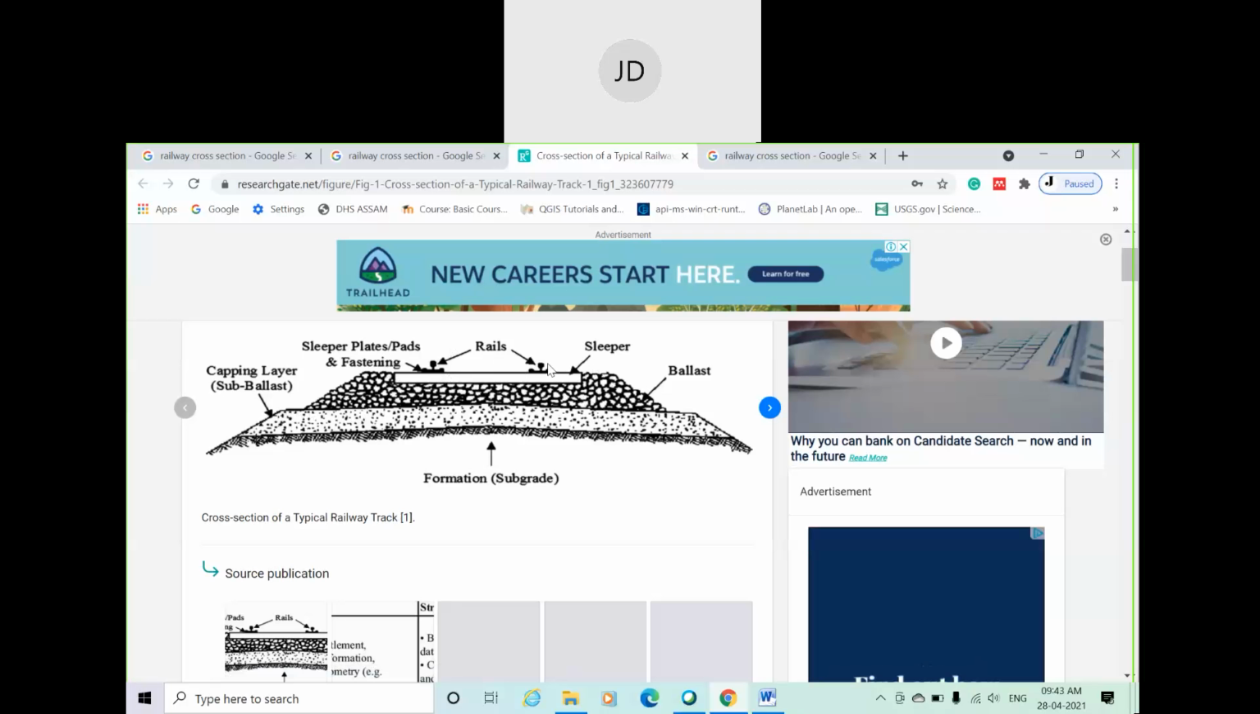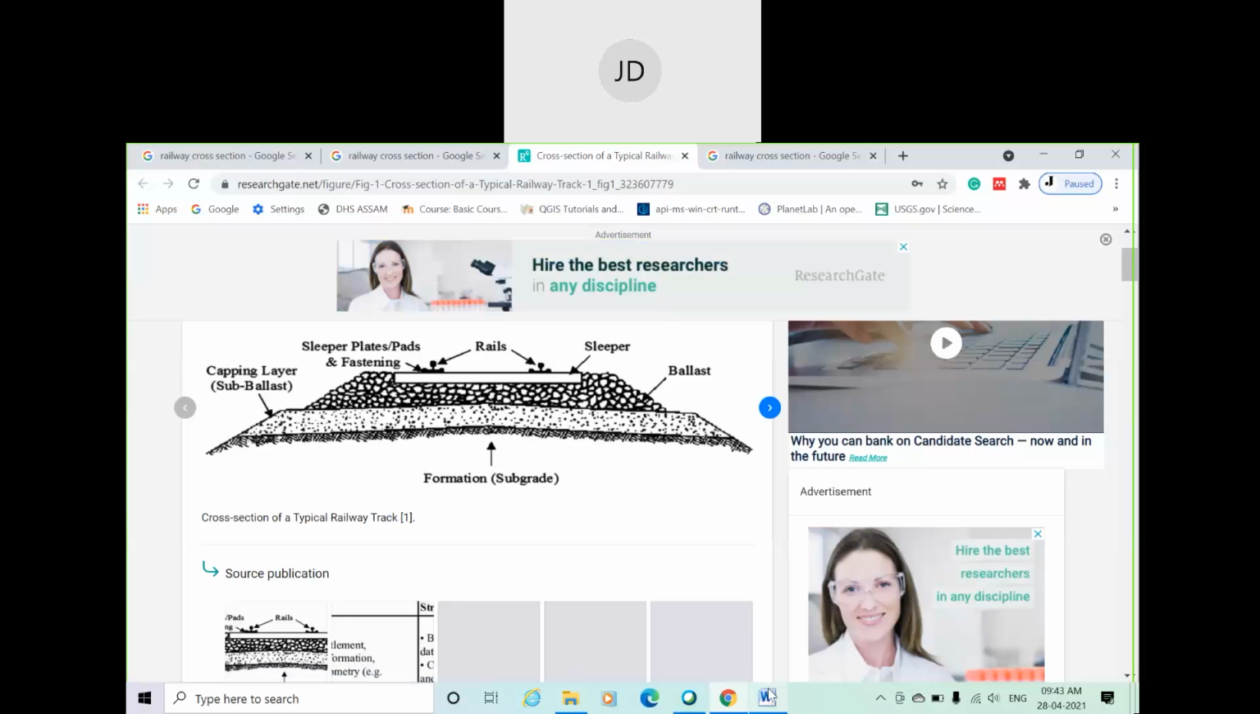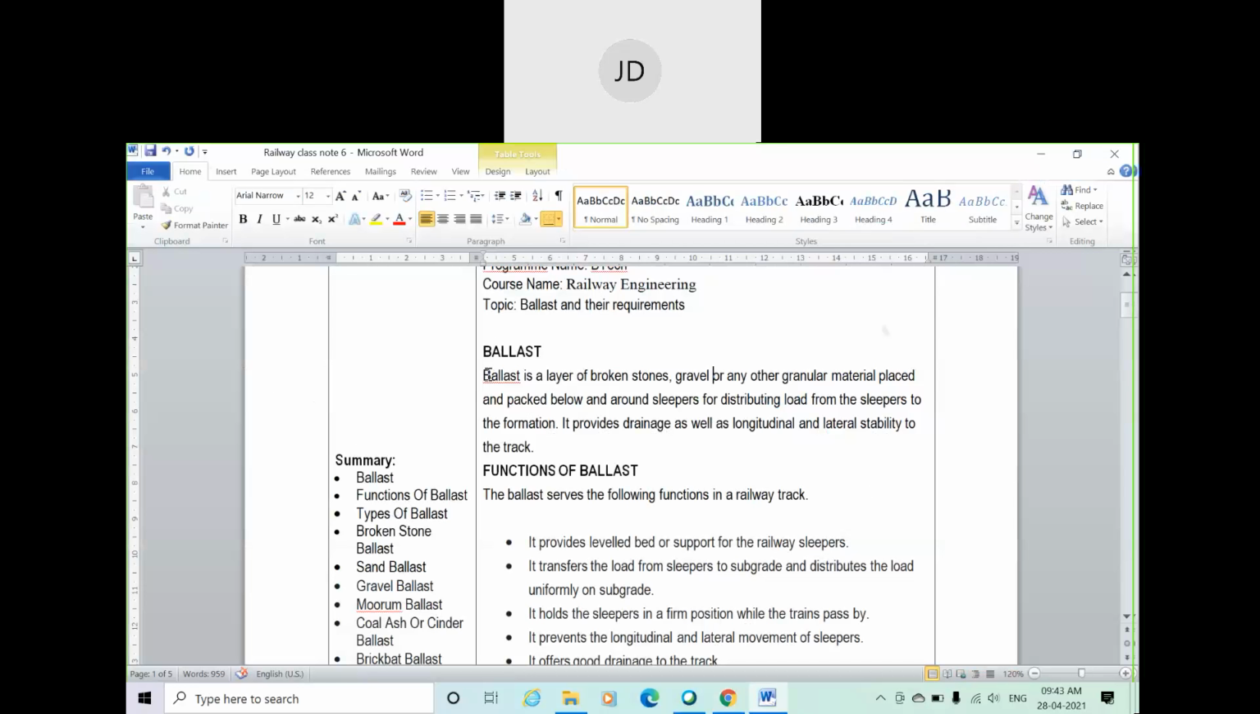And ultimately, the train is moving safely throughout the railway track. Okay, so the basic definition also represents the function of ballast. A ballast is made of gravel or any granular material placed and packed below. Packed means it is compacted. It's not that you just place the ballast and it's fine. No, we have to go for compacting the ballast also, so that it gets more strength. That's why the term is given here, packed.